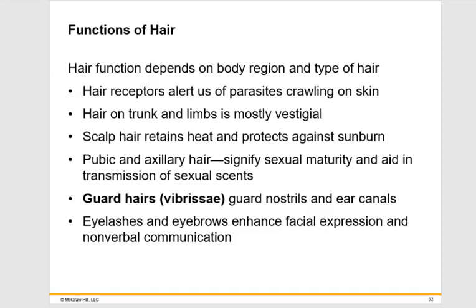Having extra hair on your head helps you to maintain heat and protects you against sunburn. We have certain hairs in places like our nostrils and inside of our ear canals to kind of guard, to keep things from going in that aren't supposed to come in. Eyelashes and eyebrows are part of facial expressions, but your eyebrows are actually there to keep sweat from going into your eyes. Your eyelashes will typically give you a sensation to close your eye before you get poked in the eye.